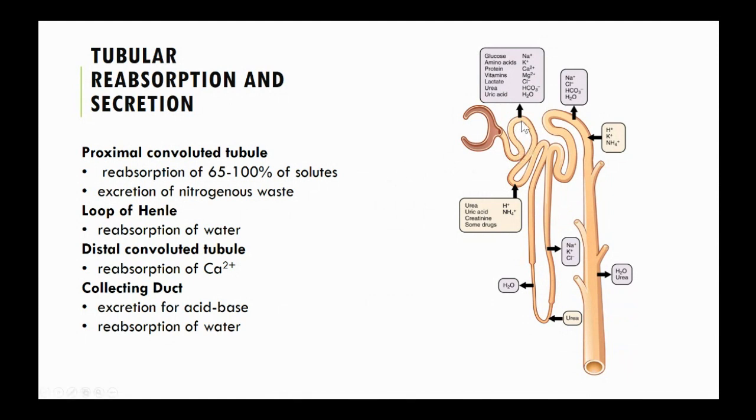So we reabsorb it back into our body: glucose, amino acids, proteins, vitamins, lactate, urea, uric acid, sodium, potassium, calcium, magnesium, chloride, bicarbonate, and water. All of it gets reabsorbed back in. And at this point, we are also going to excrete urea, uric acid, creatinine, and some drugs. They're going to go into this tube so that they can eventually become urine.